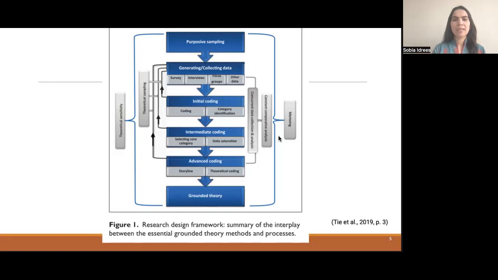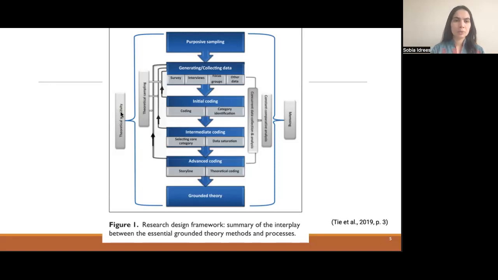So now, if you look at the right-hand side, you notice here, this is called memoing. So what is memoing? I'll explain all these small terms that are written here to clarify what exactly they mean. So memoing is an analytical process to ensure quality in grounded theory. Memos are like informal analytical notes about your data and the theoretical connections between the categories. So you keep on building these memos throughout your data collection and analysis.